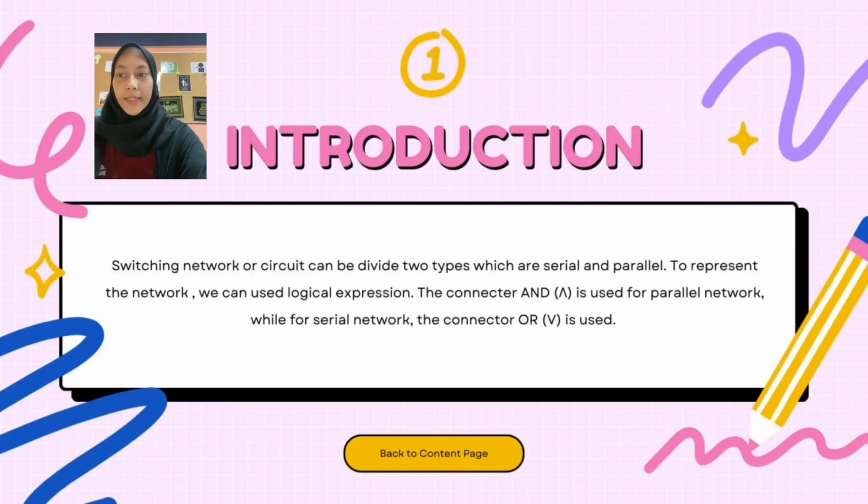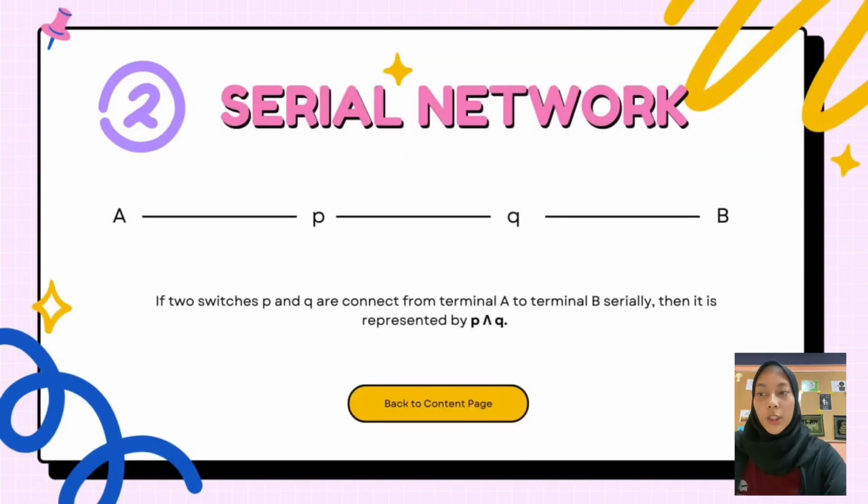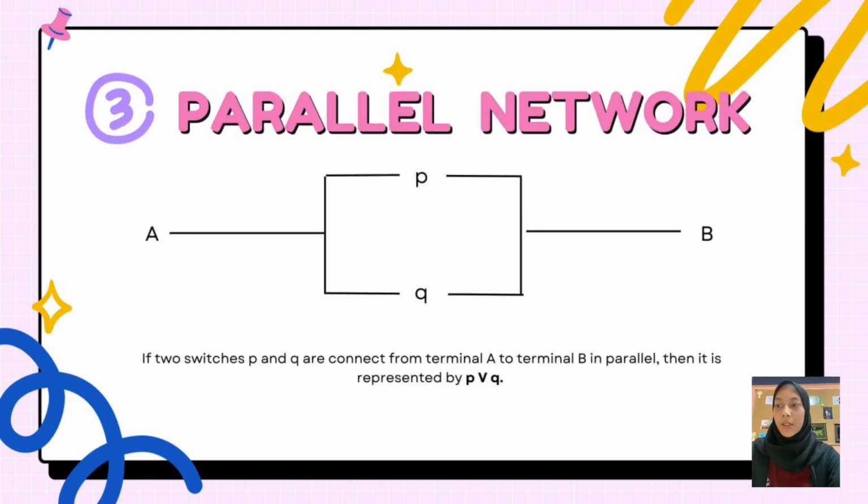Switching network or circuit can be divided into two types, which are serial and parallel. To represent the network, we can use logical expression. The connector AND is used for serial network, while for parallel network, the connector OR is used. Serial network: if two switches P and Q are connected from terminal A to terminal B serially, then it is represented by P and Q. Parallel network: if two switches P and Q are connected from terminal A to terminal B in parallel, then it is represented by P or Q.